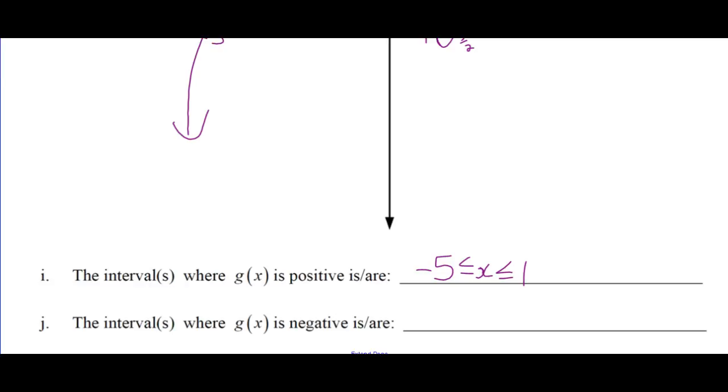No objections to that? What's the objection? Just strictly less than, right? What is it at negative 5 and 1? It's equal to 0. Okay?